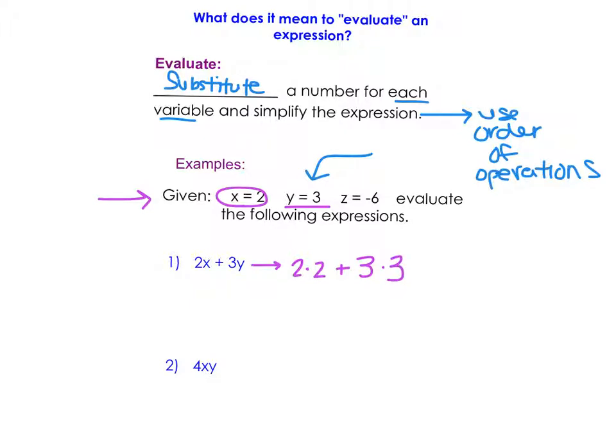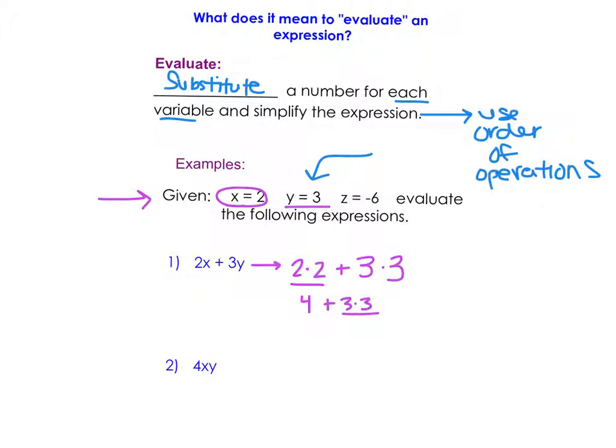And now that we've substituted in those variables, we're going to simplify. And we're going to use the order of operations to do so. So I know the order of operations goes parentheses, but I don't see any. Exponents, but I don't see any. And then I do multiplication and division from left to right. So here I see a multiplication, so that becomes 4 plus 3 times 3.